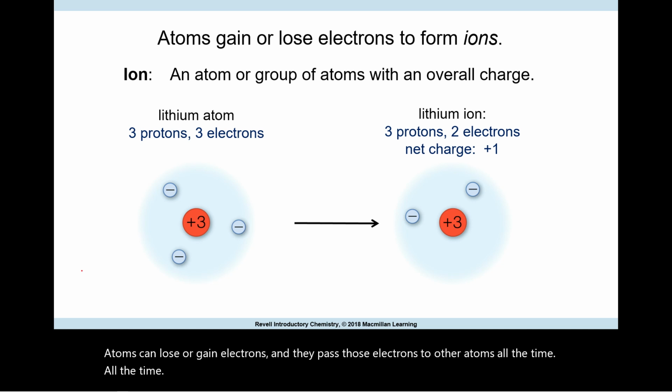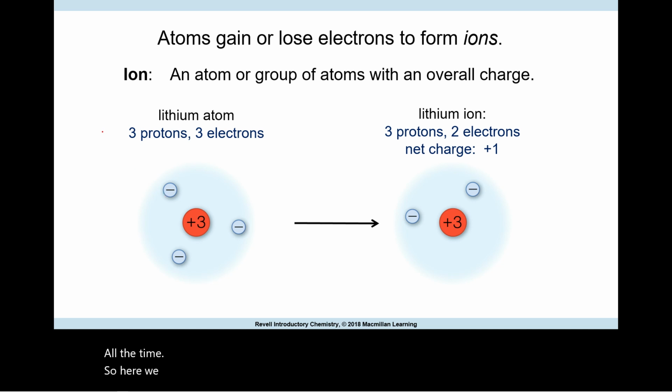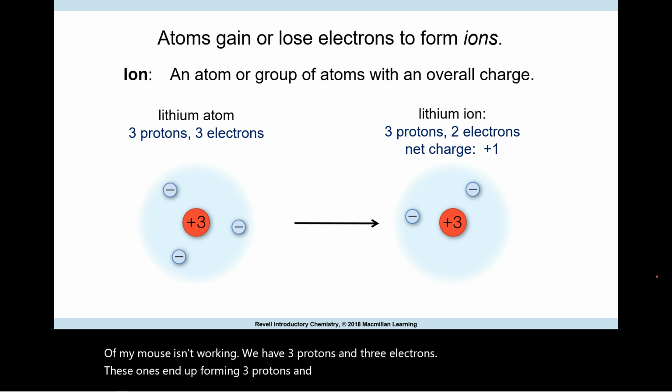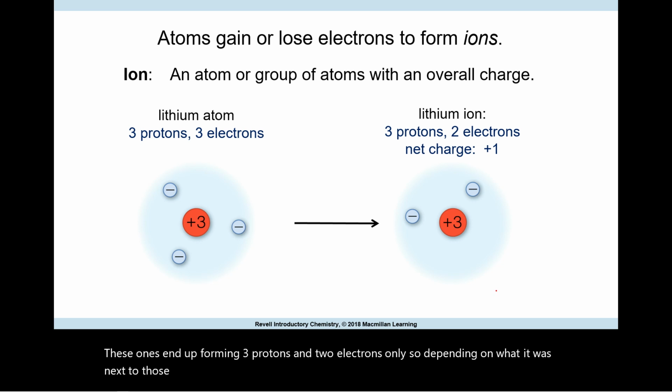So here we have lithium. In this case, we have, oh, my mouse isn't working. We have 3 protons and 3 electrons. These ones end up forming 3 protons and 2 electrons only. So depending on what it was next to, those 2 electrons most likely jumped and made a different molecule somewhere else.